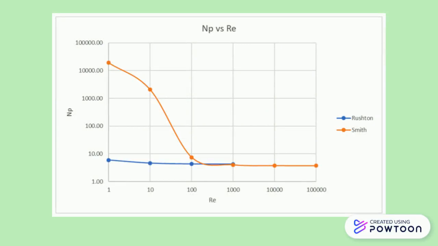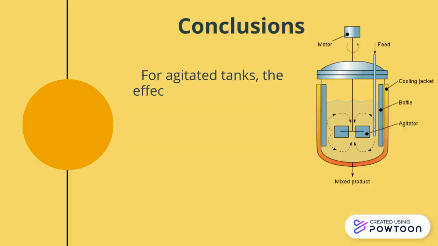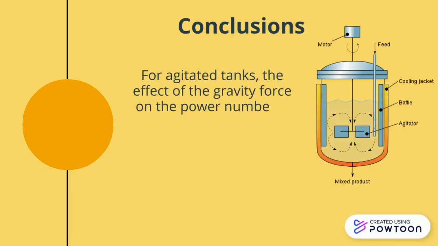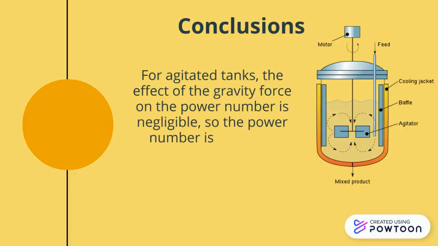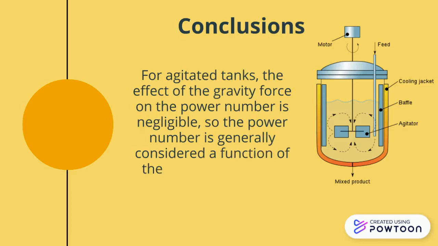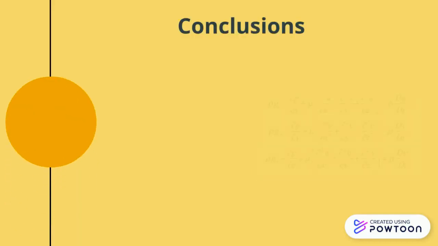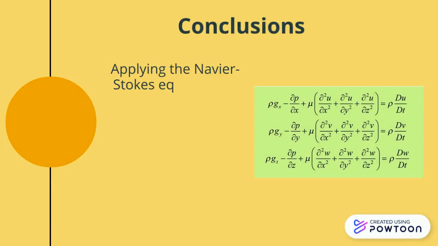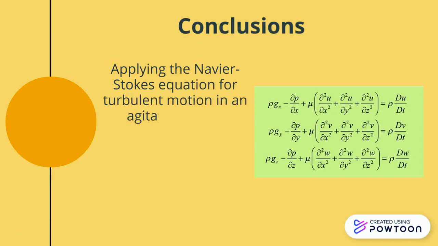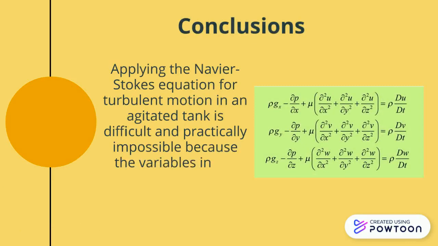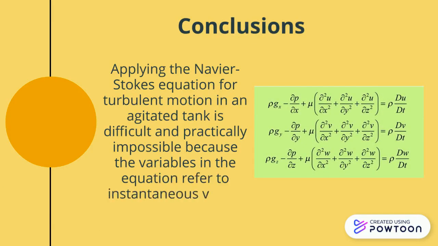the fluid's viscosity. For agitated tanks, the effect of the gravity force on the power number is negligible, so the power number is generally considered a function of the Reynolds number. As mentioned before, theoretically applying the Navier-Stokes equation for turbulent motion in an agitated tank is difficult and practically impossible because the variables in the equation refer to instantaneous values at a local point.